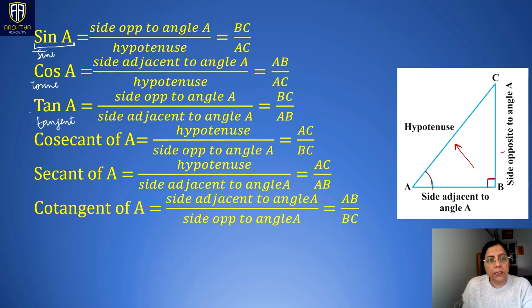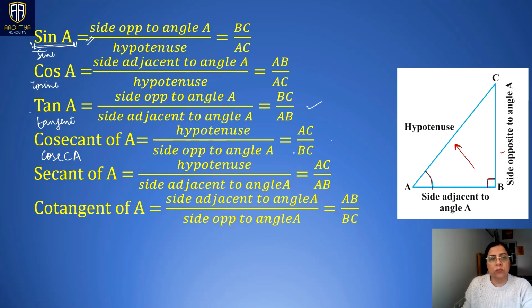Then we have tangent of angle A. Tangent is defined as the side opposite to angle A, which is BC, divided by the side adjacent to angle A, which is AB. These are the three ratios, and the next three ratios are exactly the reciprocals of these three respective ratios. That means cosecant, in short cosec A, is the reciprocal of sine of A. It is hypotenuse divided by the side opposite to angle A, exactly the reverse of this.